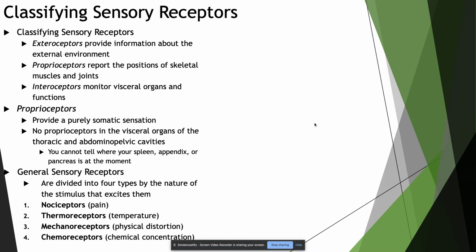A pain receptor in the gut looks and acts just like a pain receptor in the skin, but the two sensations are delivered to separate locations in the CNS. Proprioception, however, is purely somatic sensation. There are no proprioceptors in the visceral organs of the thoracic and abdominopelvic cavities, so your mental map of your body doesn't include these organs. You cannot tell, for example, where your spleen, your appendix, or your pancreas is at that particular moment.